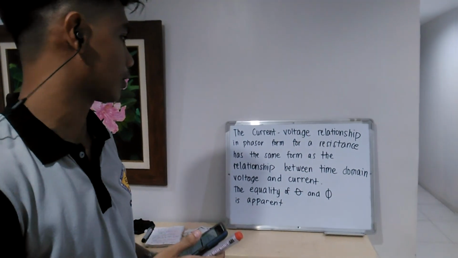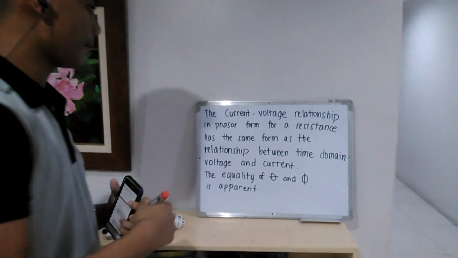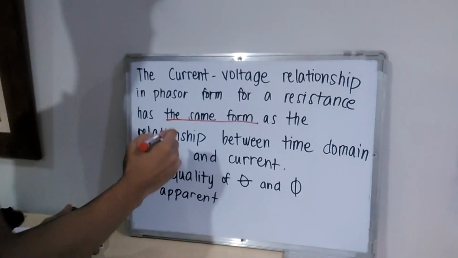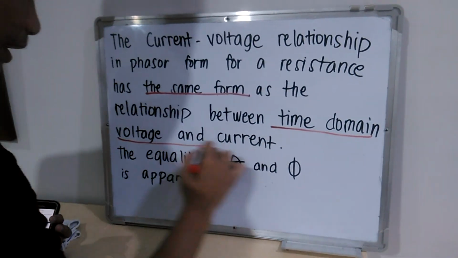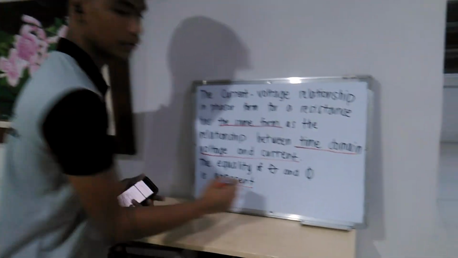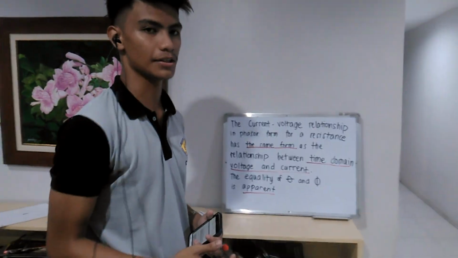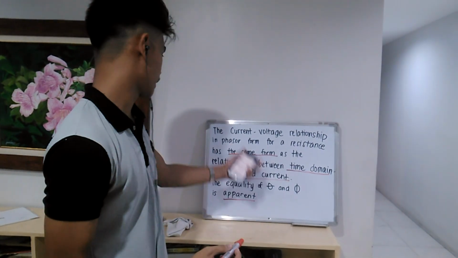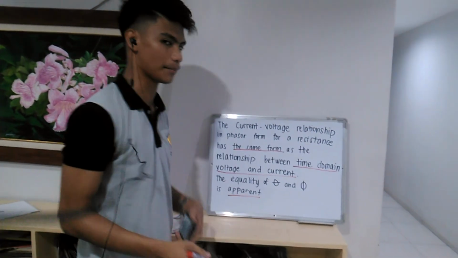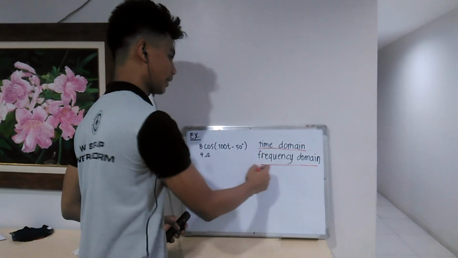So, now we have the current-voltage relationship in phasor form for resistance. It has the same form as the relationship between time domain voltage and current. And the equality of theta and phi is apparent, which means it is seen to be true. Now, to fully understand this, let's have an example that uses both time domain and frequency domain.